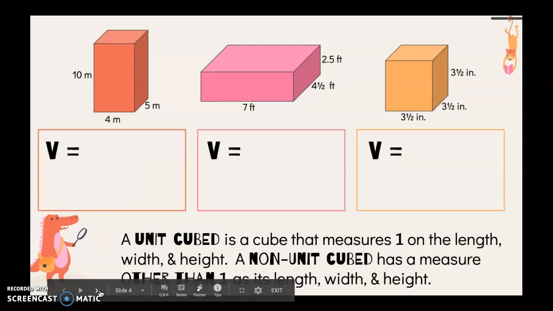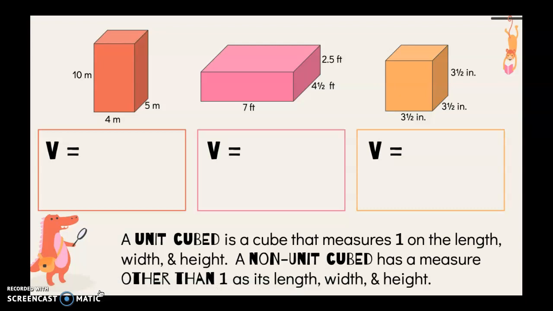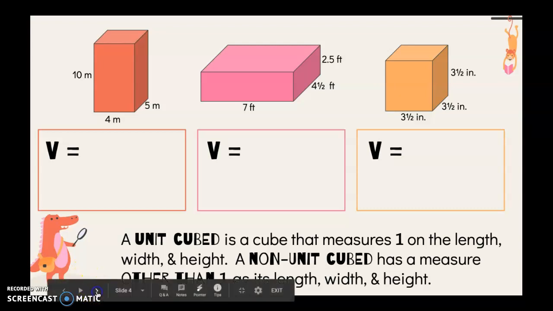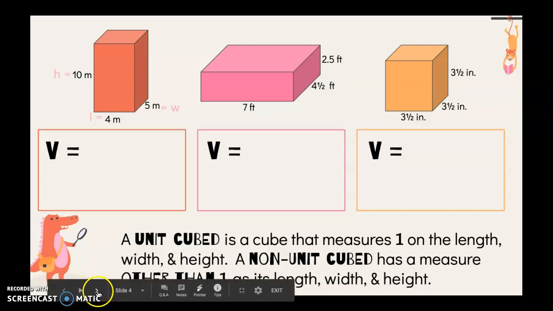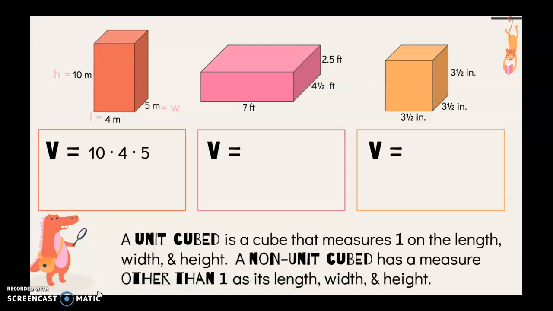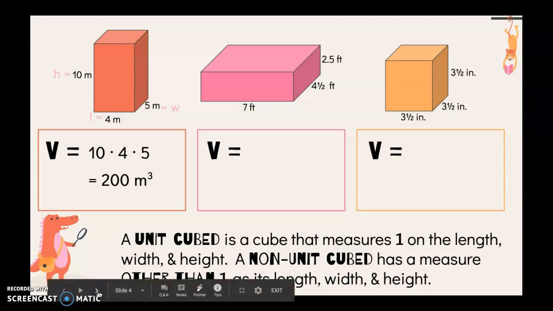So let's look at these three rectangular prisms. Let's look at the first one, and it's 10 by 4 by 5. The first thing you want to do is identify the height, length, and width, and I would always label those. It's a good habit to be in, no confusion, especially if you need to go back and check your work or find a mistake. We're going to multiply those three values. So 10 times 4 times 5, and you should get a volume of 200 meters cubed.